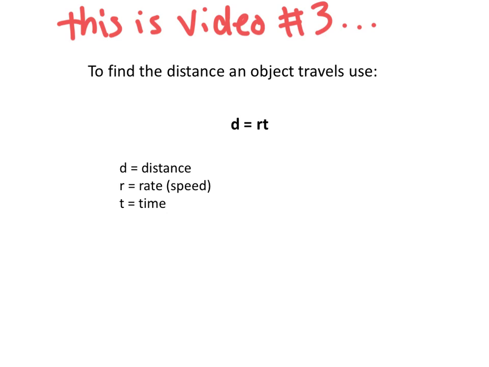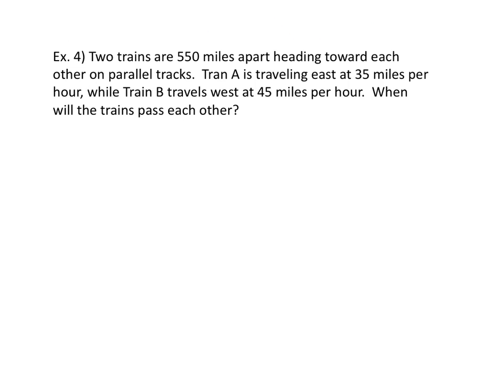And you could do this two different ways. I want to explain both ways. One way is logically, and another way is using the formula that the distance is really the rate times time. Okay, distance equals rate, which is a speed, times time. So here's an example of where we're going to use D equals R times T.